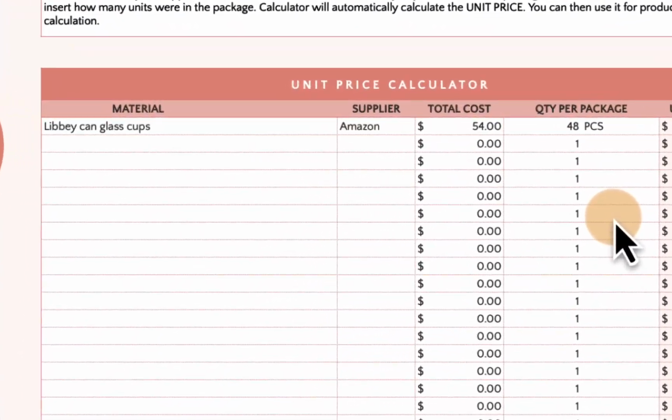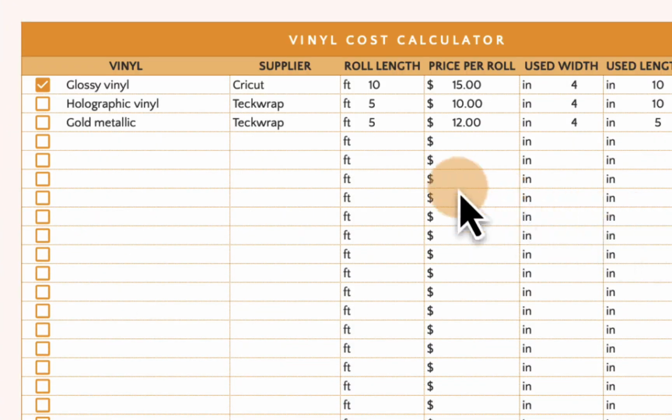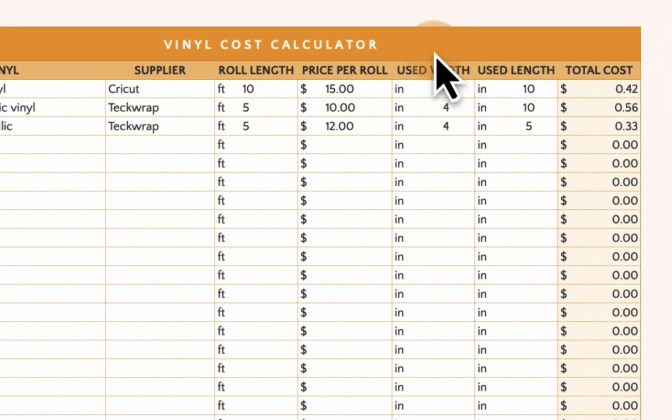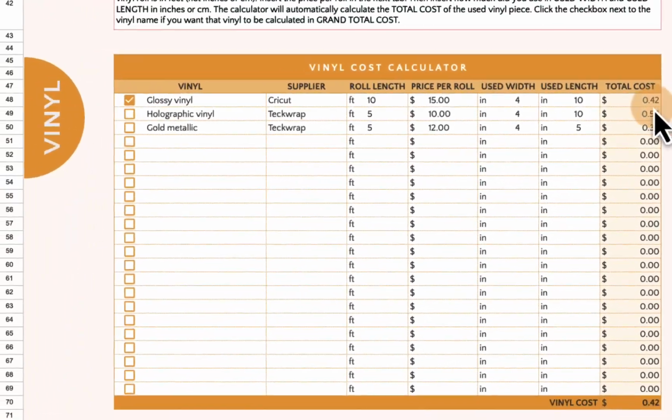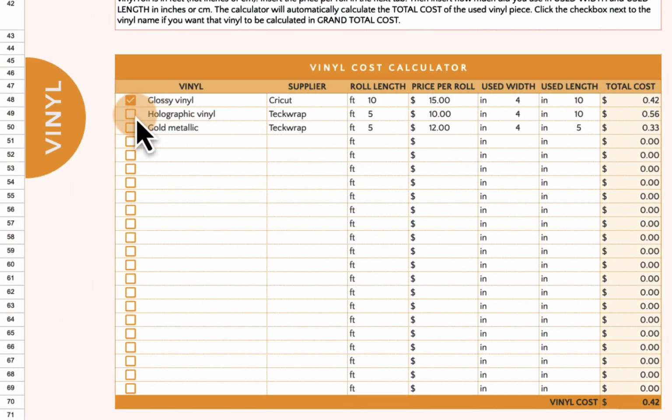To calculate the cost of used vinyl, scroll down, type in vinyl name and supplier, roll length, whether 5 or 10 feet, price per roll, and used width and length in inches. It will automatically calculate the total cost of vinyl piece. If you're using several different vinyls for your project, select them all by clicking on checkboxes and you will see total vinyl cost being calculated here.